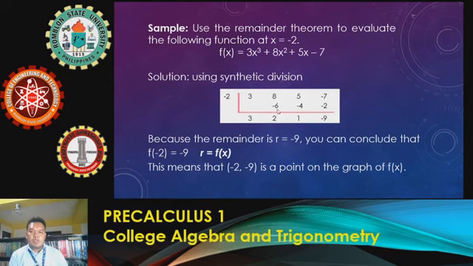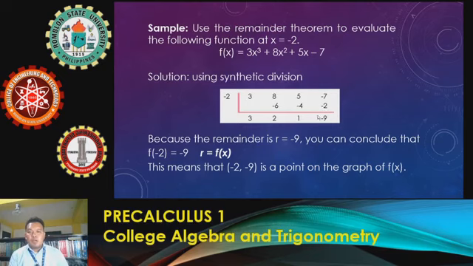3 times negative 2 is negative 6. So, 8 minus 6 will be 2. Then, 2 times negative 2 is negative 4. 5 plus negative 4 is positive 1. 1 times negative 2 is negative 2. So, negative 7 plus negative 2 is negative 9. So, the remainder will be negative 9.